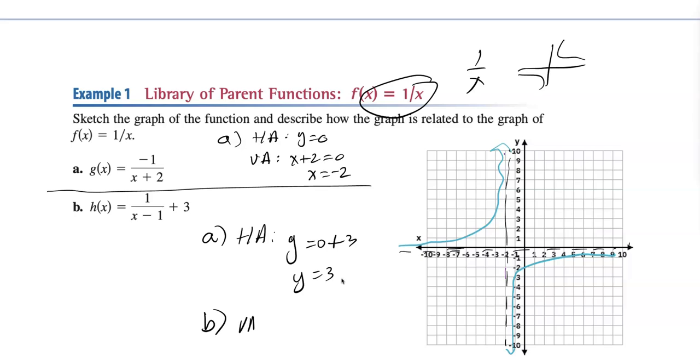Vertical, set the bottom equal to 0, and you get x equals 1. So let me do a new graph right here. So we have x equals 1, we have y equals 3.